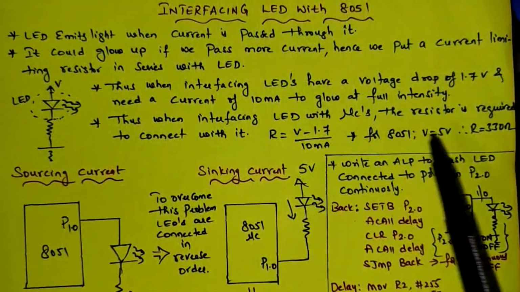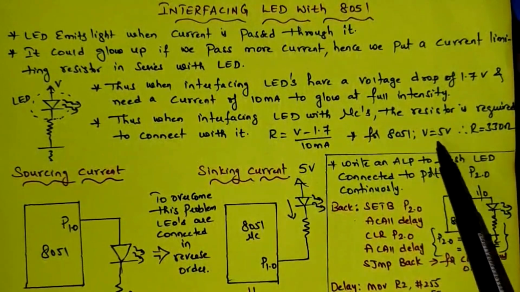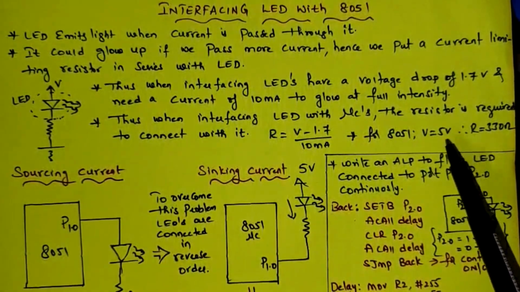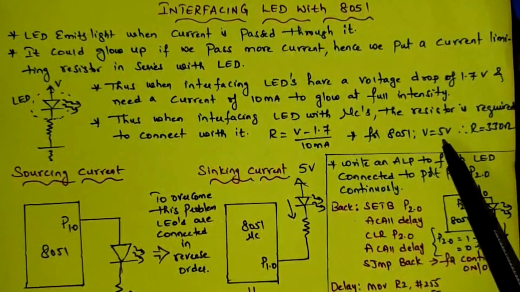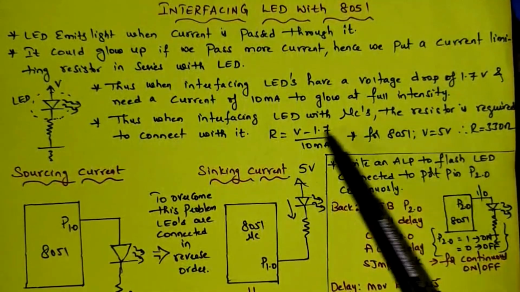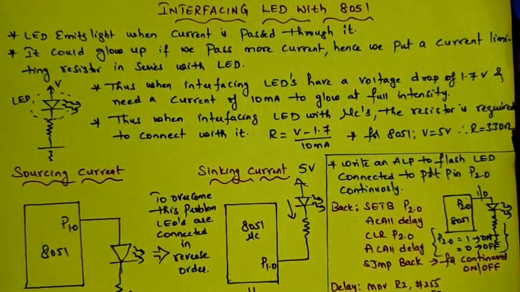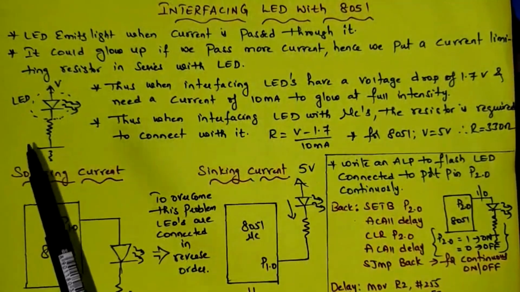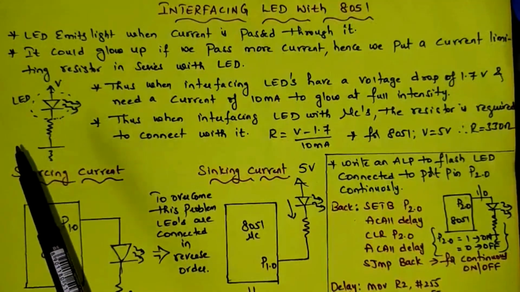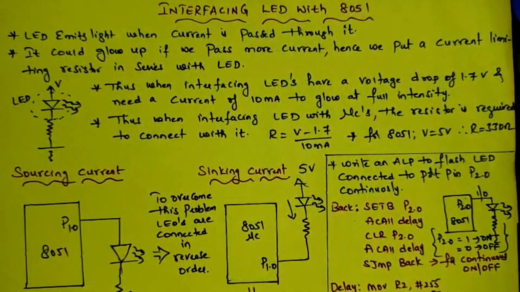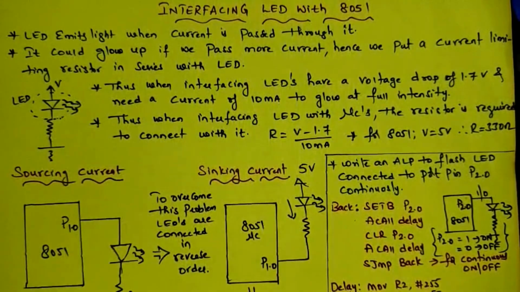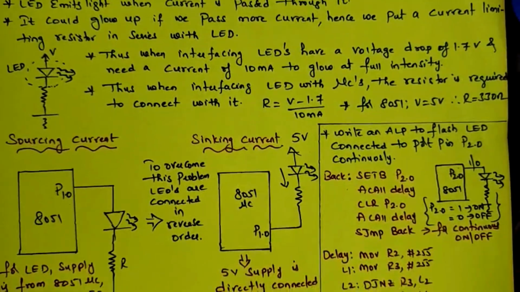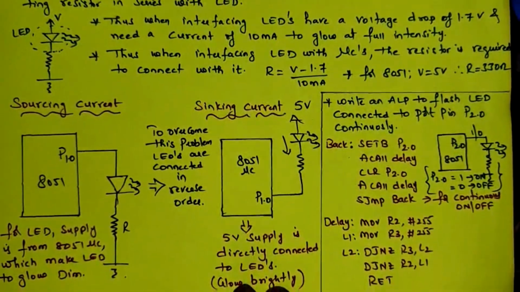Here V is the voltage. For 8051, V is 5 volts, so a 5 volt power supply is required to operate the 8051. If we substitute 5 volts in this, R is equal to 330 ohms. So while interfacing this LED to the 8051, we need to place a 330 ohm resistor as a current limiting resistor here.